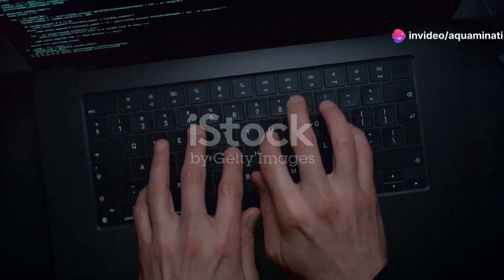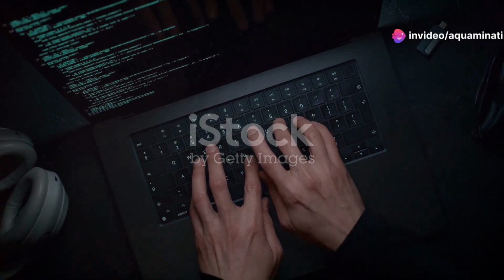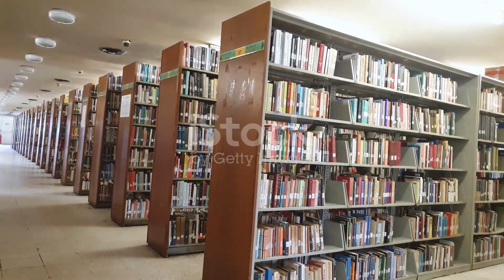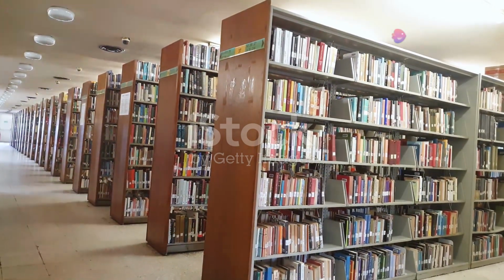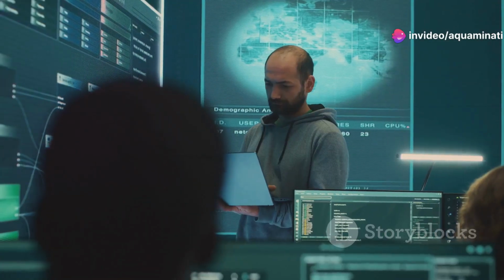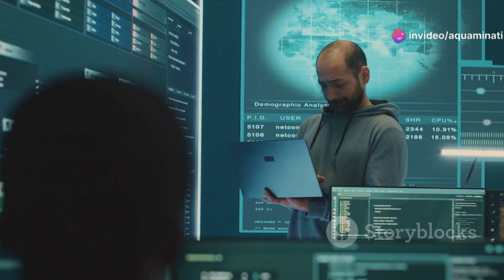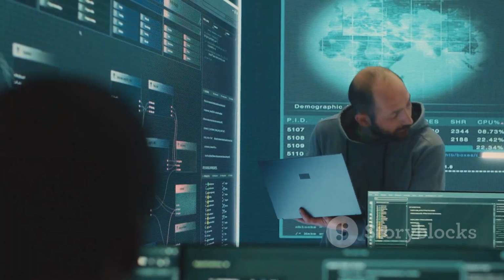Section 6. CVE and CWE. Cataloging software weaknesses. Imagine a library where every book is categorized and indexed, making it easy to find the information you need. That's the idea behind CVE and CWE, standardized systems for cataloging software vulnerabilities and weaknesses.